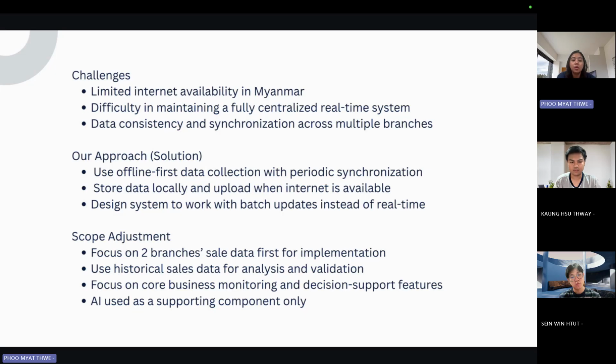Our scope adjustment is that we will now focus on the two branches' sales data first for the implementation, and use the historical sales data for the analysis and validation. We will focus on the core business monitoring and decision support features. AI is used for the supporting components only. This is our scope adjustment.